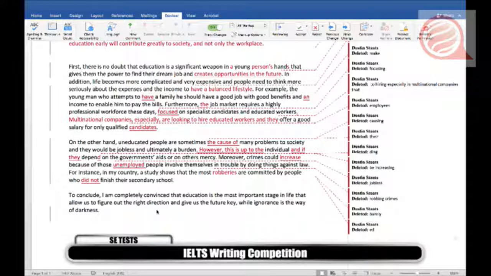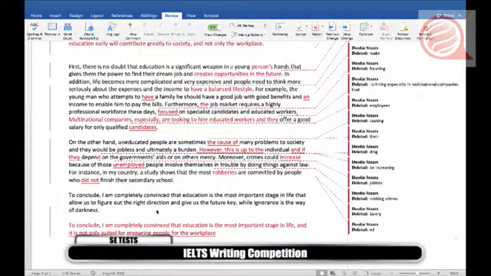So this is another larger challenge with this essay. I think if the introduction and conclusion were written better, the score would have been much higher, maybe a whole point higher. So to conclude, I am completely convinced that education is the most important stage in life. And it is not only suited for preparing people for the workplace, it allows us to figure out the right path in our lives and gives us the key to the future.